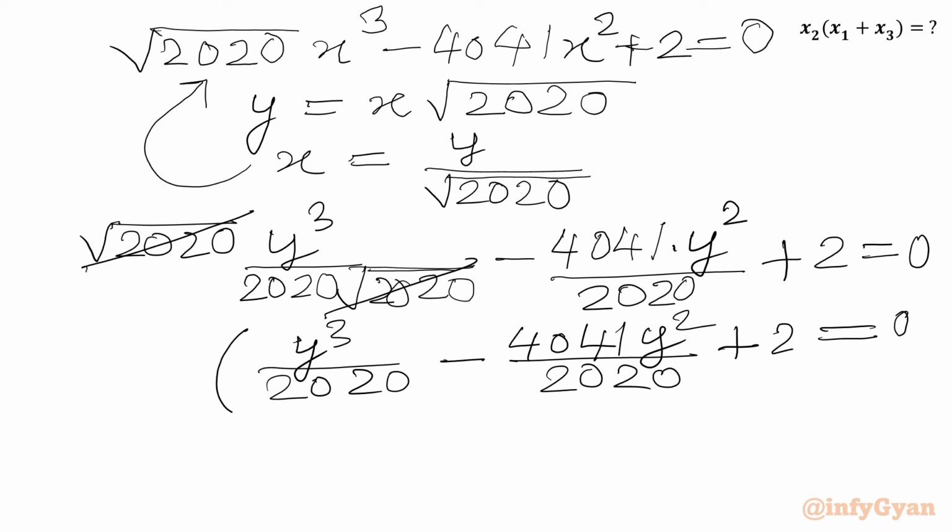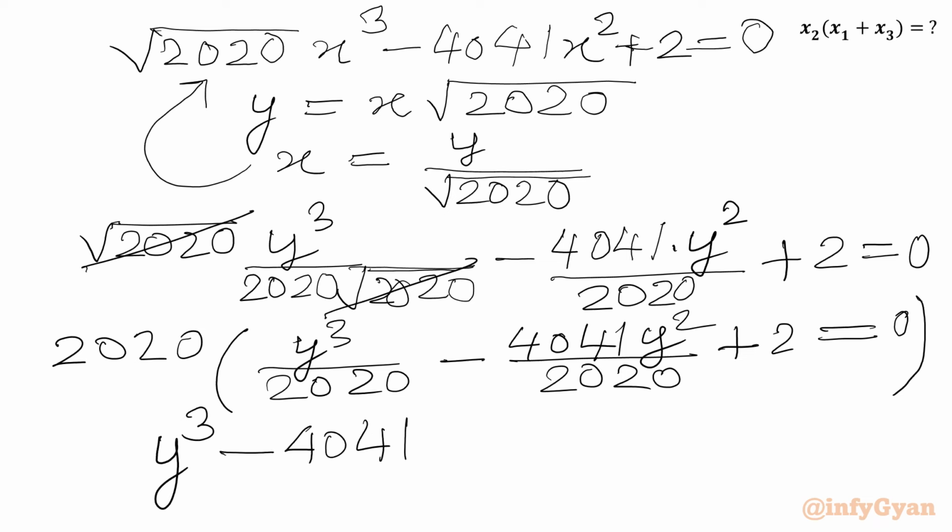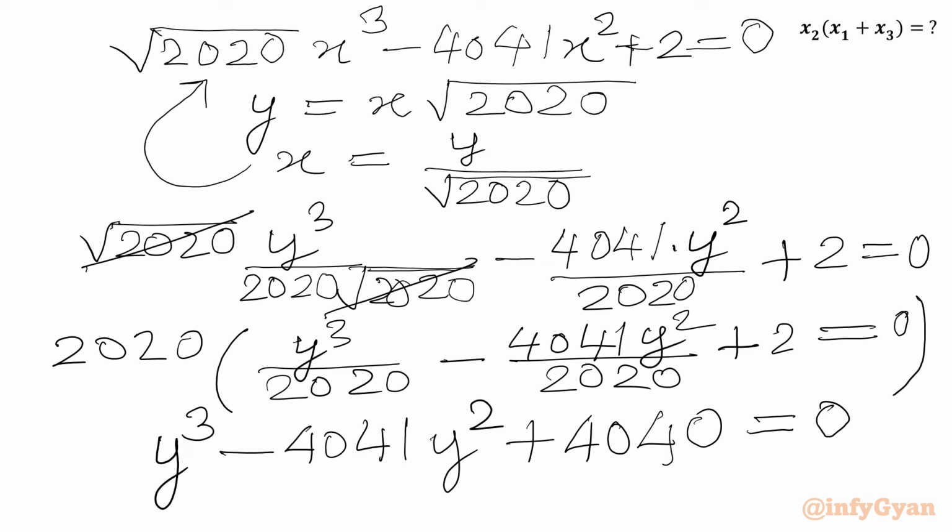Now we are going to multiply our equation by 2020 so that it will be denominator free. So we can write y cube minus 4041 y square plus 4040. 2 times 2020 is 4040. The RHS will be 0 times 2020, which is 0.